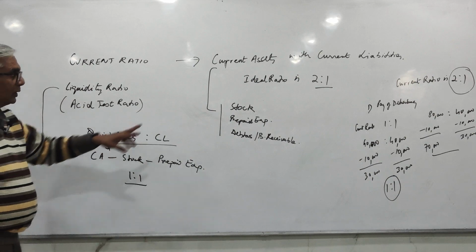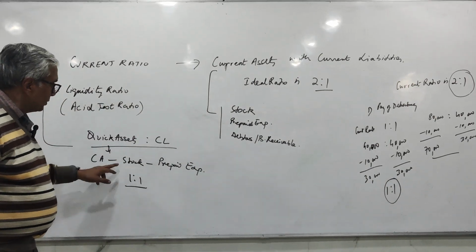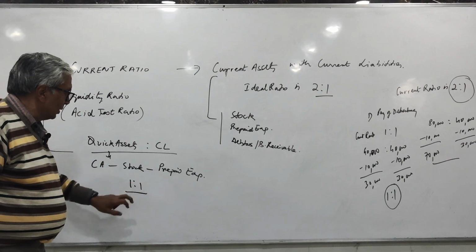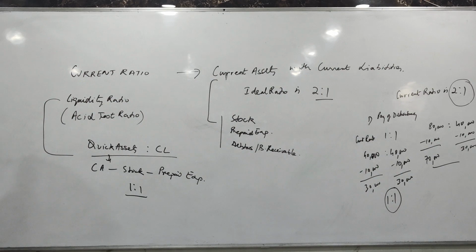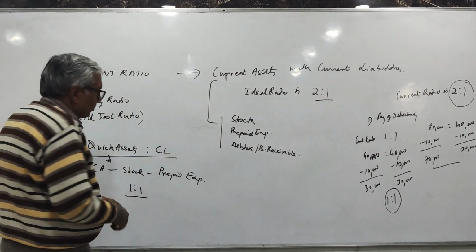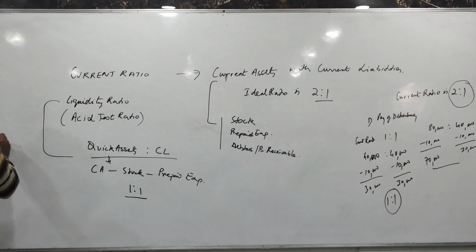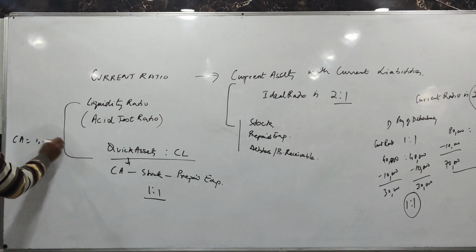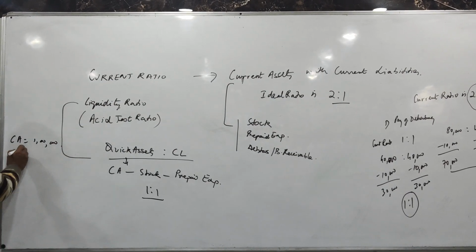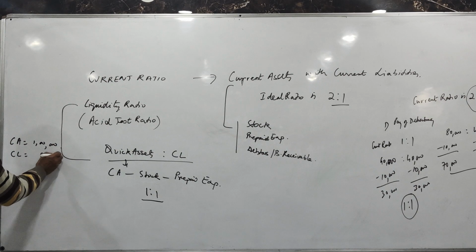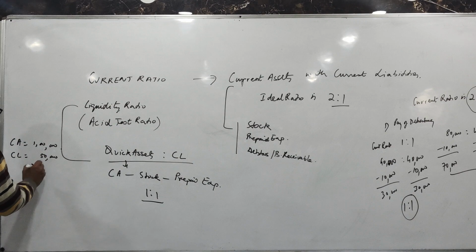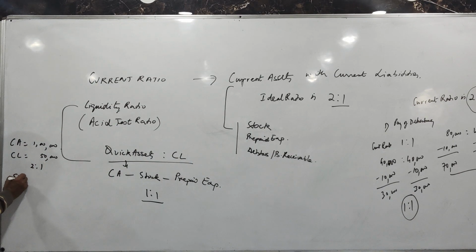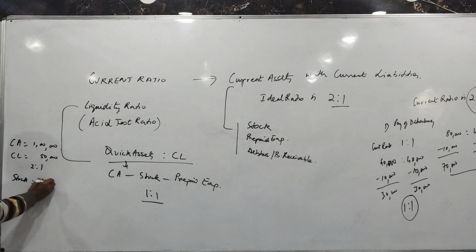But if the ratio is 2:1 and stock is high and prepaid expenses are high, then this ratio will not come to 1:1. Suppose you have current assets of 1 lakh, and you have current liabilities of 50,000. The ratio is 2:1. Now you have stock of 25,000.